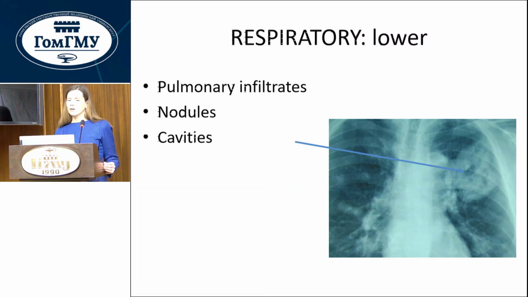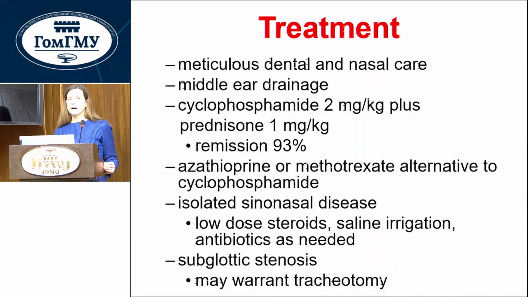Okay, this is a picture of a lung with infiltration, with nodules and cavities, and it's also about Wegener granulomatosis, damage of the lungs without infection. Treatment: we use cyclophosphamide 2 mg per kilogram plus corticosteroids 1 mg per kilogram to achieve remission. We also may use azathioprine or methotrexate instead, and a combination of many drugs if the patient needs.